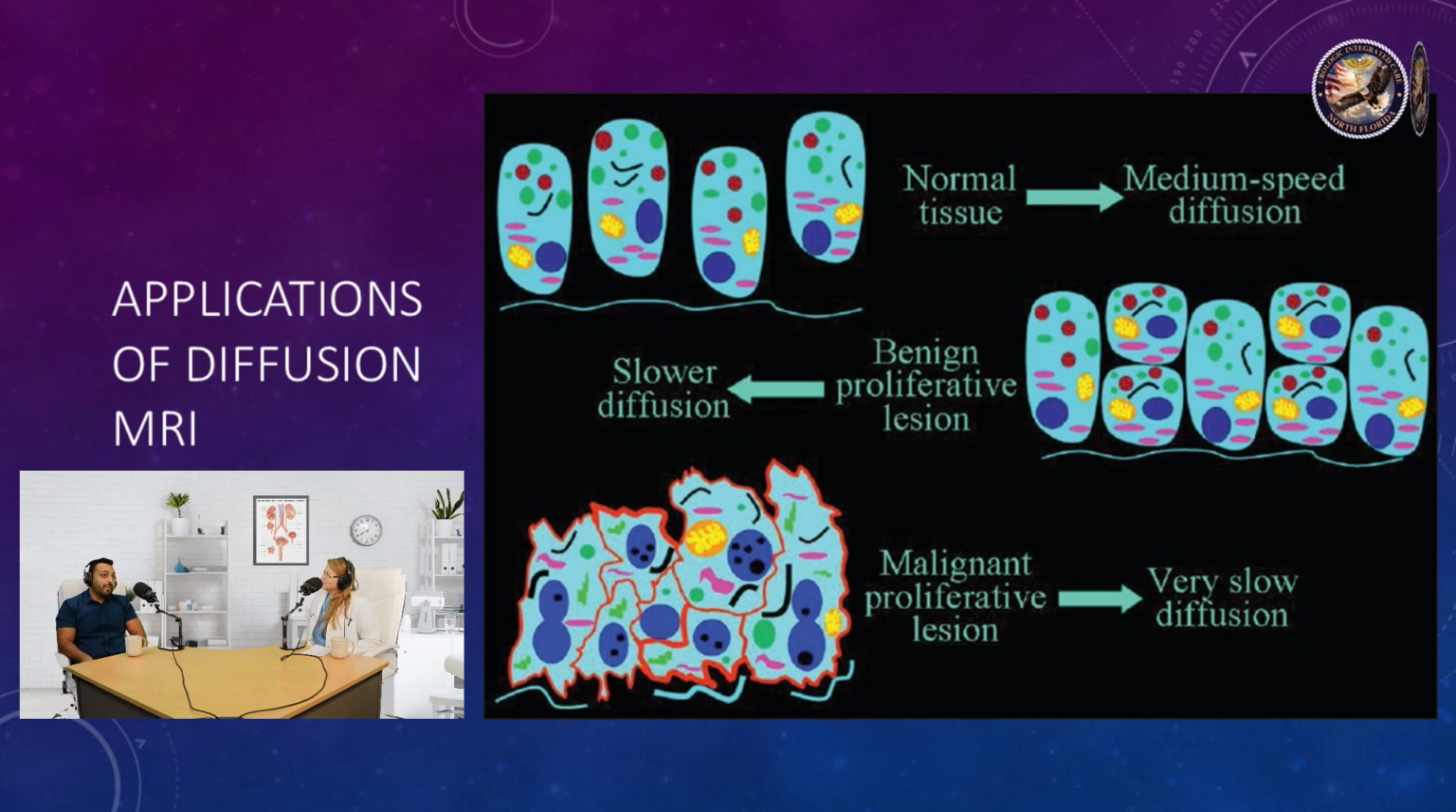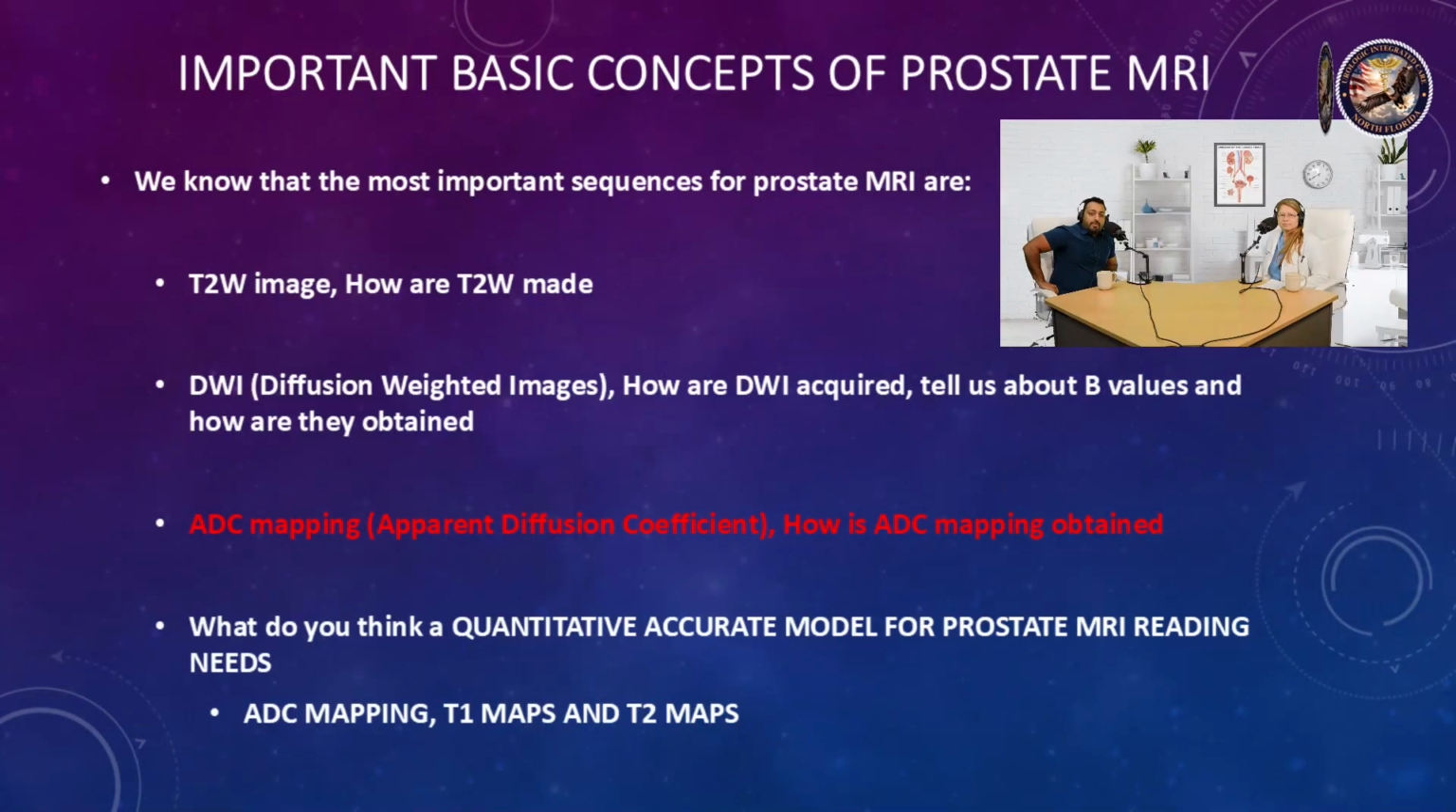So diffusion weighted, because there are so many images and it is quantitative, you can make this ADC calculation. Could you go to the next slide? So we'll go over ADC mapping. I think on the next slide I have a little pictorial that goes over this.